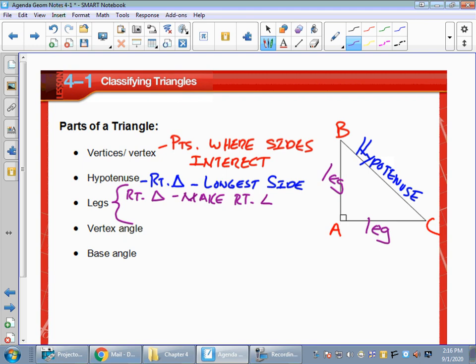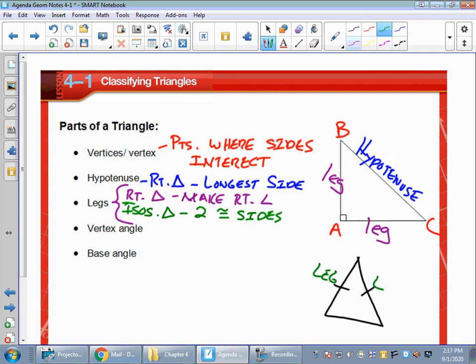But in an isosceles triangle, we would say the legs are the two congruent sides. So in an isosceles triangle, these would be the two congruent sides. Okay, so I'm just going to draw an isosceles triangle down underneath here, and you can do that on your notes as well, just to draw one. These two sides are equal, so those would be considered the legs of this triangle.